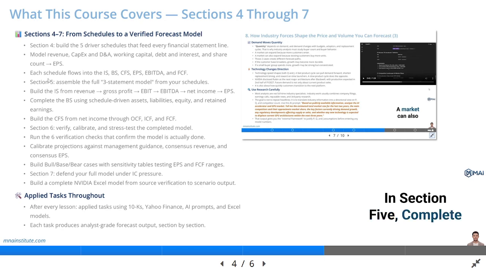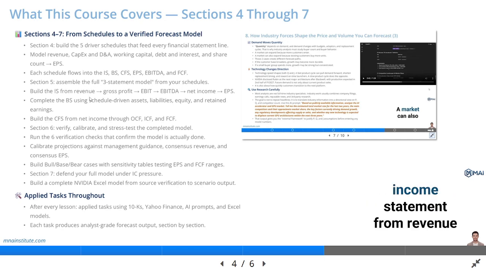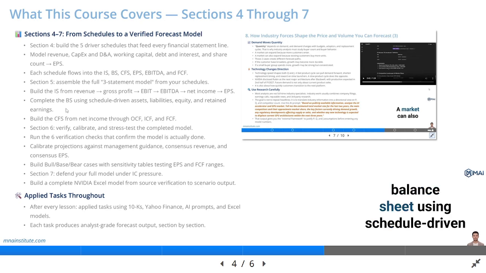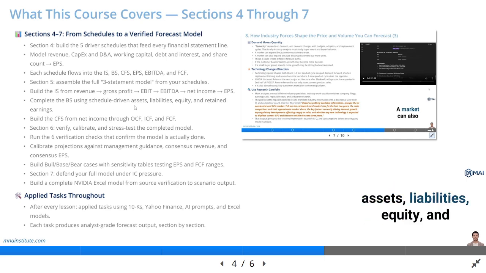In Section 5, complete the 3 statements from your schedules. You will assemble the full model. You will build the income statement from revenue through gross profit, EBIT, EBITDA, net income, and EPS. You will complete the balance sheet using schedule-driven assets, liabilities, equity, and retained earnings. You will build the cash flow statement and derive free cash flow.